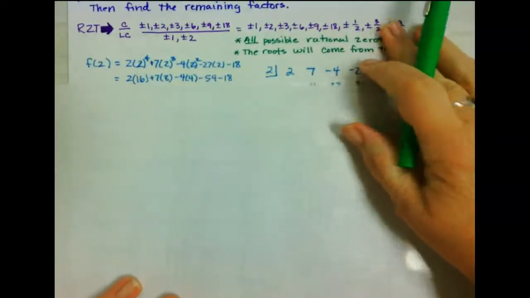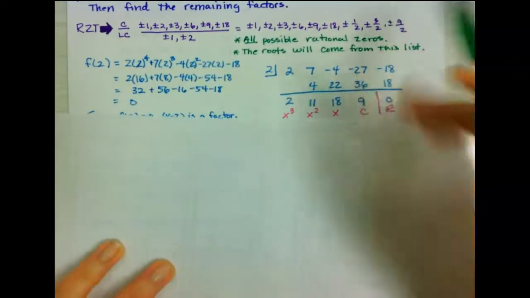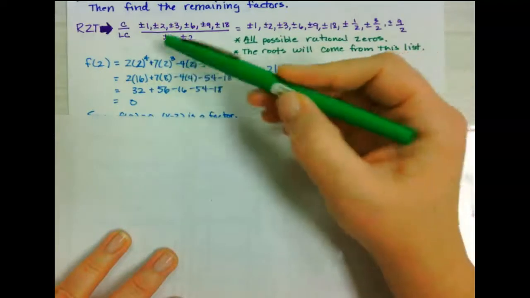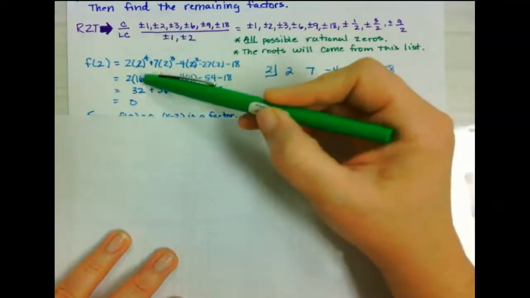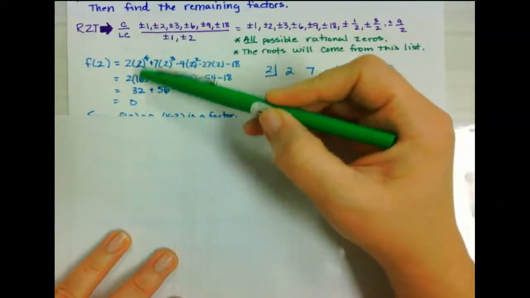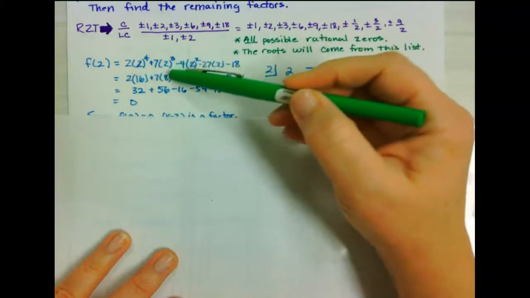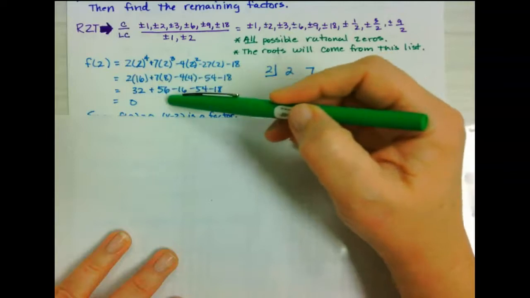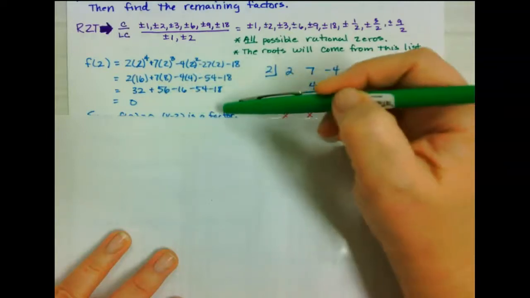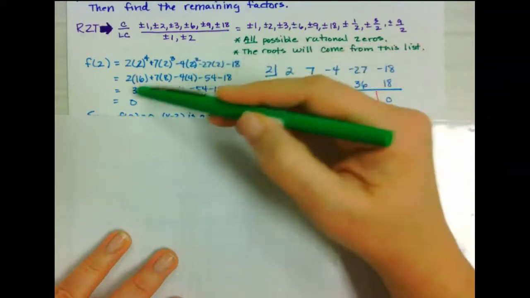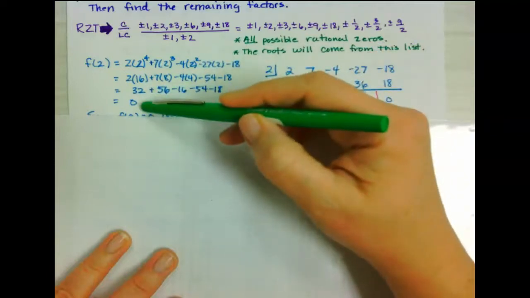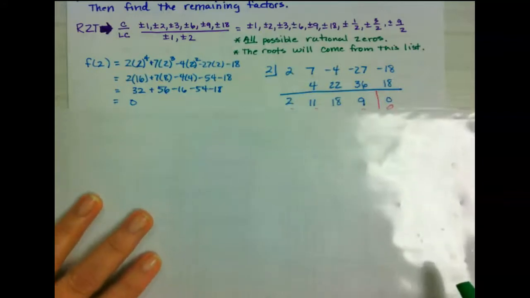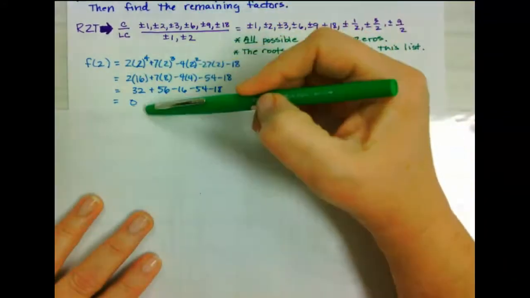Once I know those, then I can start checking to find my answer. So I could plug in 1 and see what I got. I could plug in -1 and see what I got. I plugged in 2, and so 2 cubed is 16 times 2 is 32. I'm sorry, to the 4th. 2 cubed is 8 times 7 is 56, and so on. So you can kind of see how that plays out. And then when I put all those numbers together, I got a 0. So that's good. Now remember, that's showing 2 as a factor.